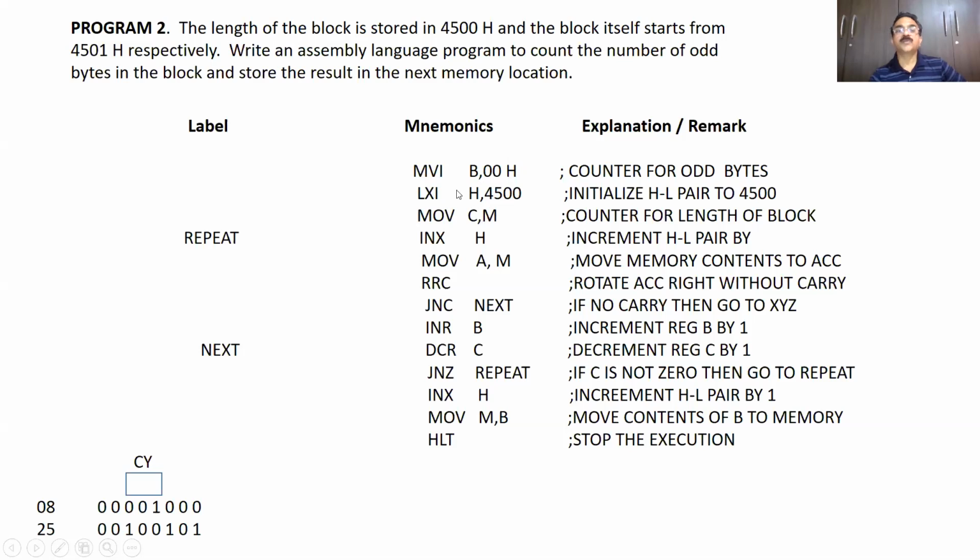And now actual block starts from 4501. To go to that next memory location, we use INX H. And then get that byte in accumulator by using instruction MOV A, M. Because this byte, we need to check whether it is odd or not. After this, instruction RRC, rotate accumulator right without carry. Now, what does this instruction do? This instruction will check bit D0 of the byte stored in accumulator.